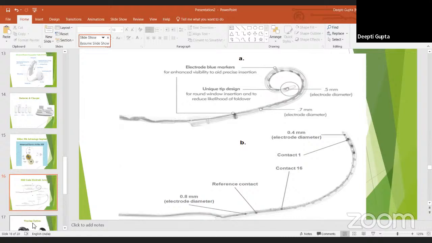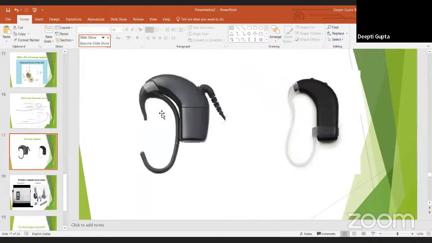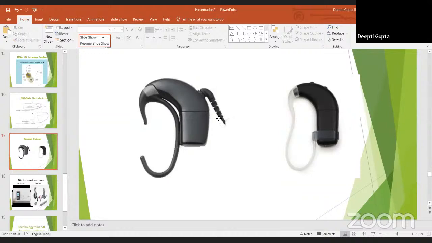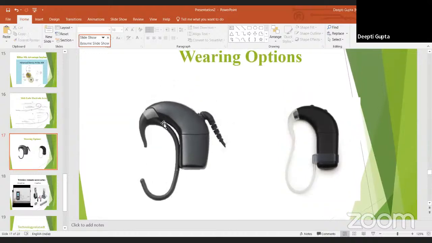I'm also showing you a little bit that many kinds of wearing options are available, like the ear hook. If the person is an adult, this ear hook is okay, but if the person is a child, maybe it can fall down many times. So in that case, we cover the entire ear so that it will not fall down. These kinds of things are also available in the market.